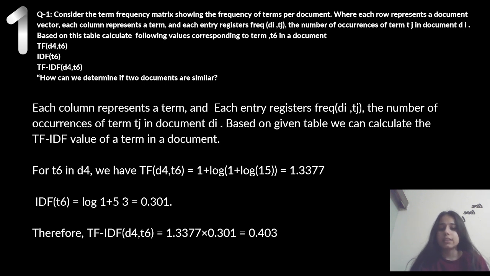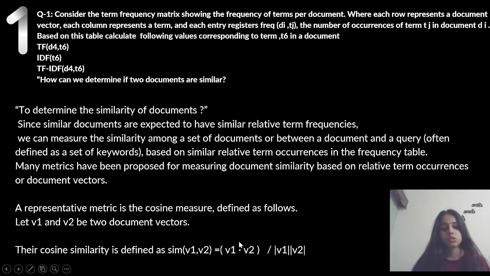For T6 in D4, we have TF(D4, T6) is equal to 1 plus log 15, which is equal to 1.3377. IDF of T6 is equal to log of 1 plus 5.53, which is 0.301. Therefore, TF-IDF(D4, T6) is equal to 1.3377 times 0.301, equal to 0.403.